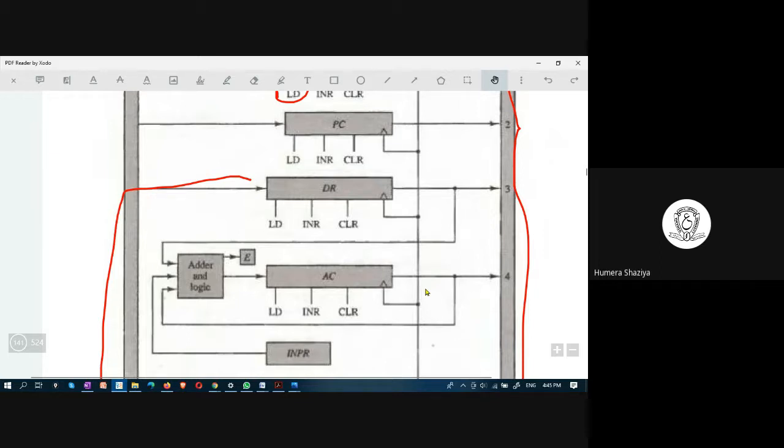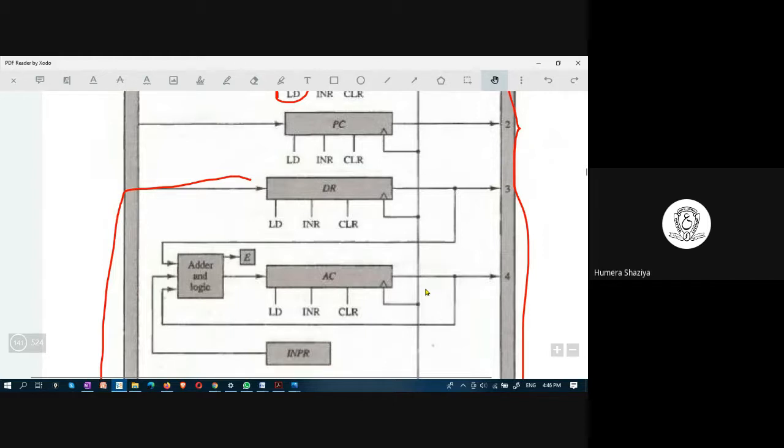E means extended bit of AC. It stores 1 bit, and there is adder and logic connected to AC and E because you can perform addition, subtraction, in the sense that arithmetic and logical and shift operations on the contents of accumulator and extended bit of accumulator. That's why this unit, adder and logic unit, is connected.